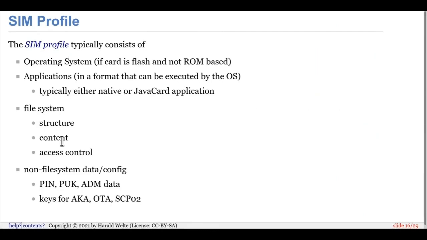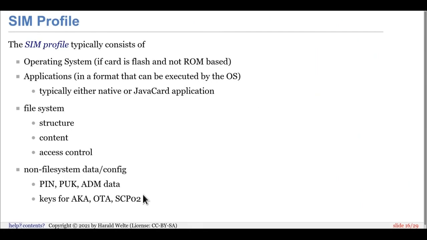So then, of course, the file system, and also important to understand, there are bits that are not part of the file system, which is the pins, for example, the PUCs for the unblocking pins, the administrative pin, and all the key materials. So a specific card operating system may decide to store those in files of the file system, but the specs don't mandate or specify that this information is stored in the file system.